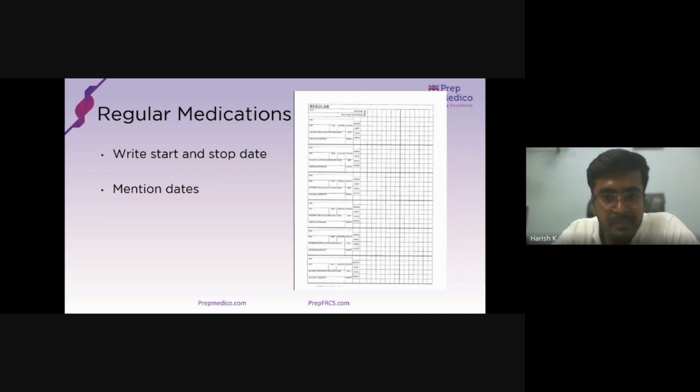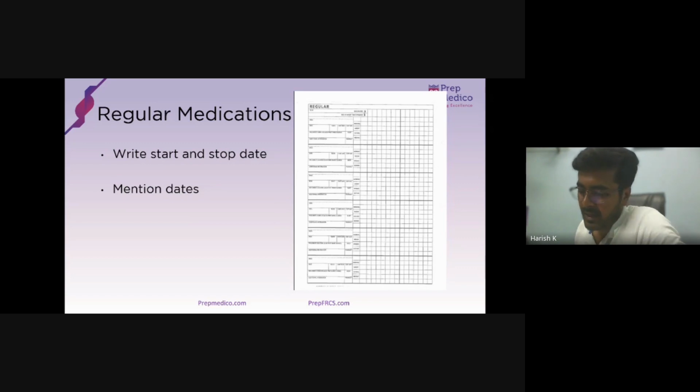Next, you can write the drugs here, and the dose and the route, whether IV or subcutaneous or oral route. Usually the stop date won't be given here, because regular medications will be taken for months and years, lifelong. So only the start date will be written here. The stop date you won't be writing in regular medications.